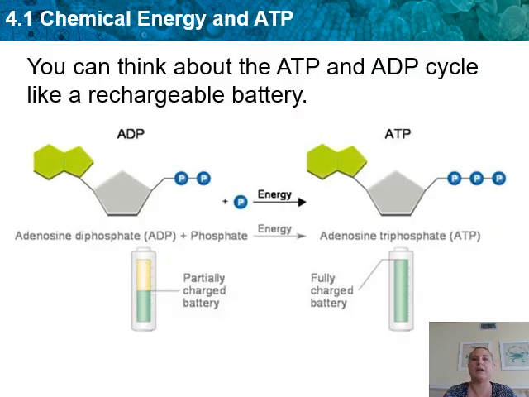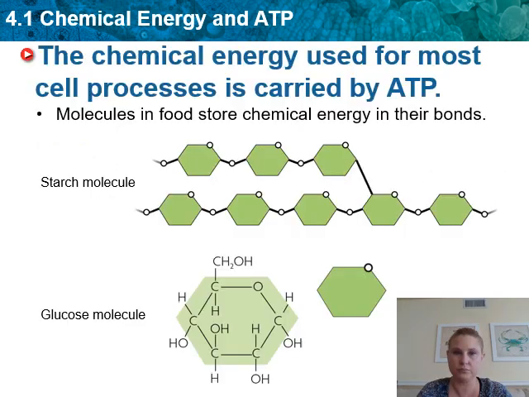So we can think about the ATP and the ADP cycle like a rechargeable battery. Like I said, we start off with ATP. When we use up or break those bonds in the phosphates, we use up that energy. To recharge that molecule, we eat some food. It recharges that ADP molecule back into ATP.